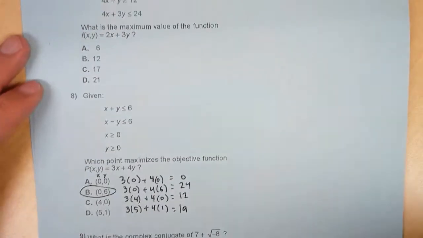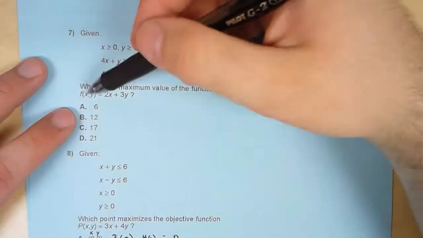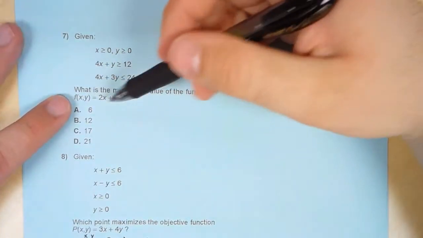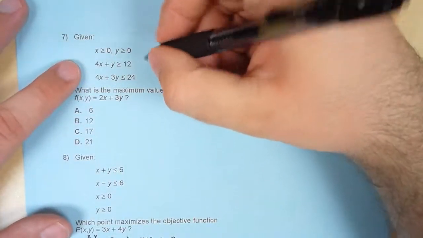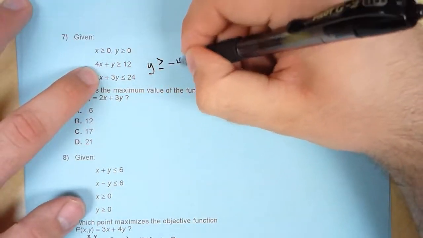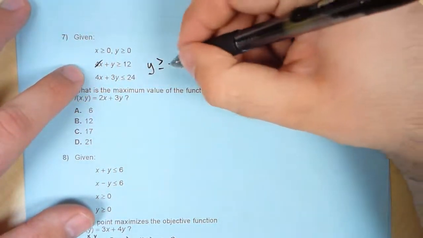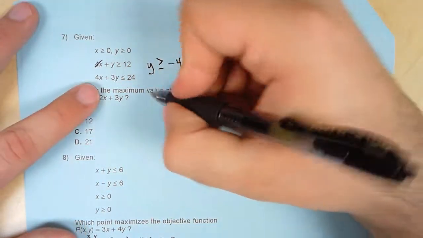So here's the problem with number 7, and here's why I did number 8 first. Number 7 doesn't give us points. It says what's the maximum value of the function when we're given this thing. And so it looks like we're given inequalities. If I solve each of these and put them in slope-intercept form, subtract 4x on both sides, y is greater than or equal to negative 4x plus 12.